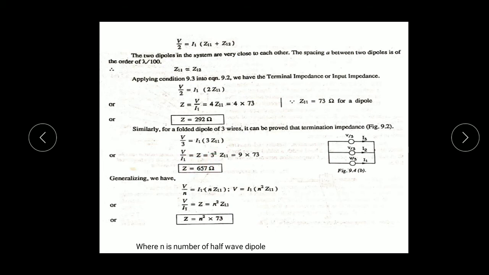Generally the input impedance is Z equals n square times 73. If we have multiple dipoles, we can use this equation to calculate the input impedance of the antenna, where n is the number of half wave dipoles.